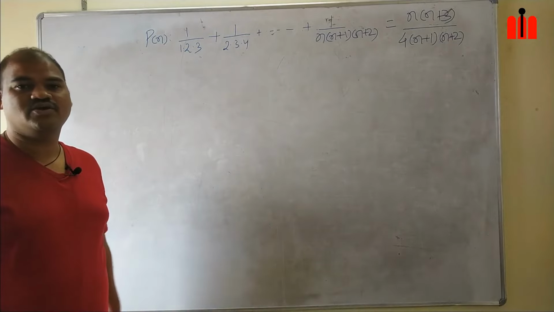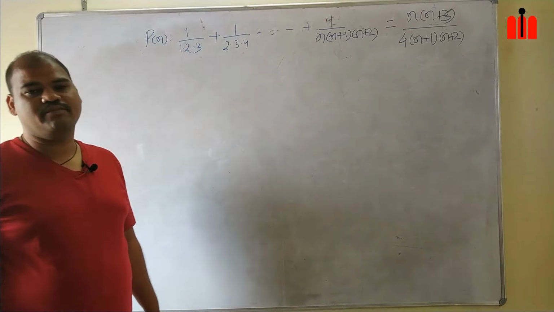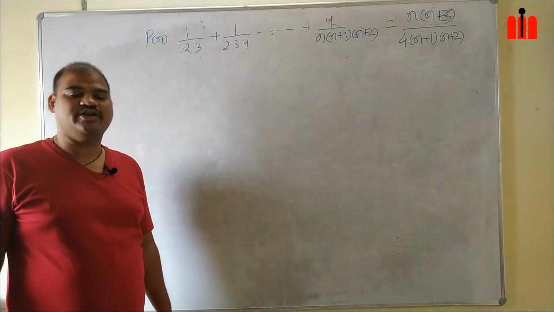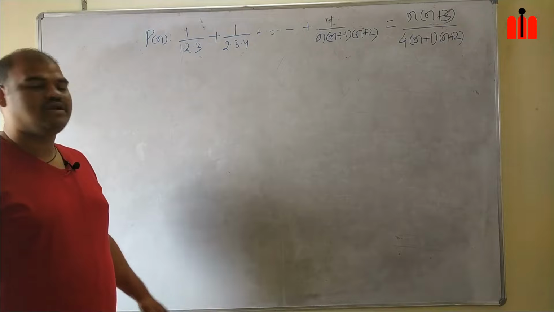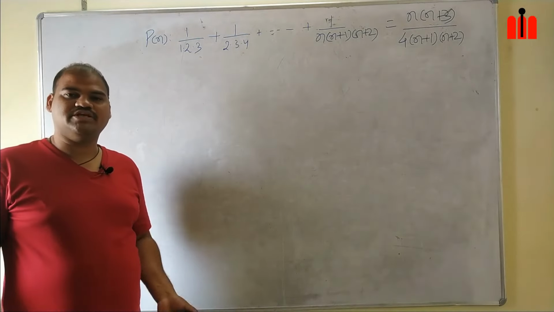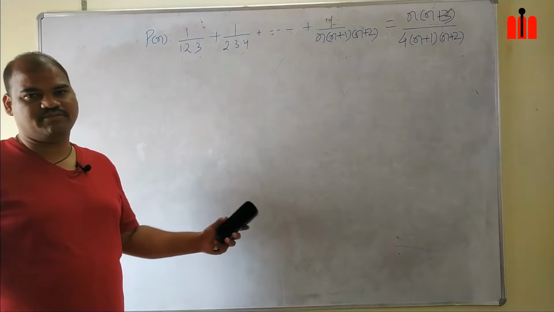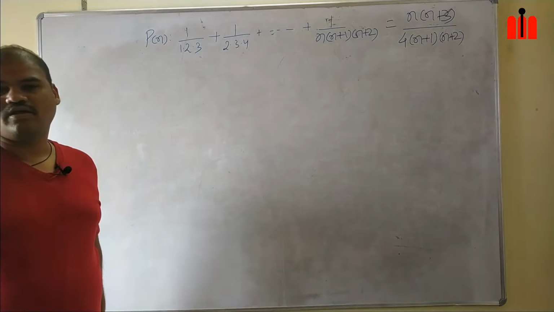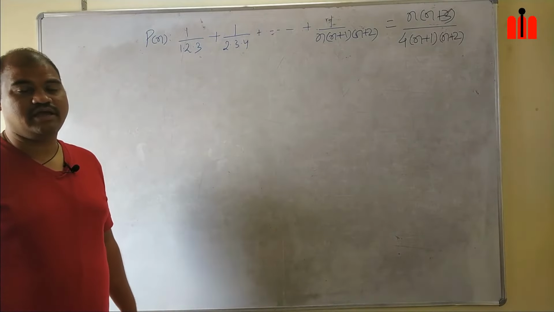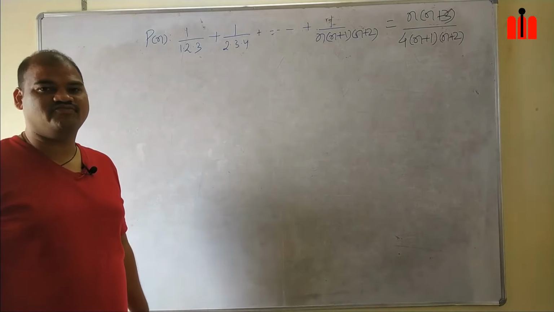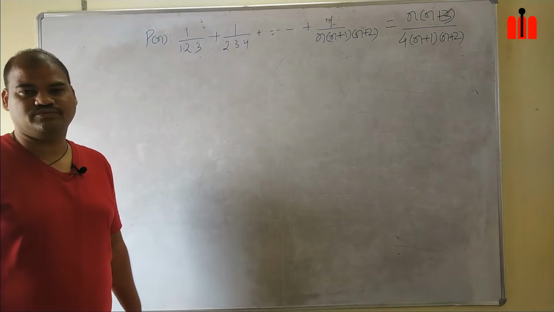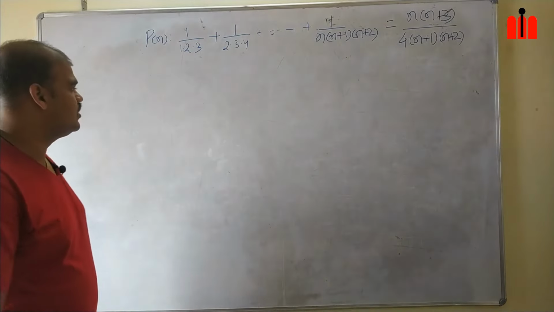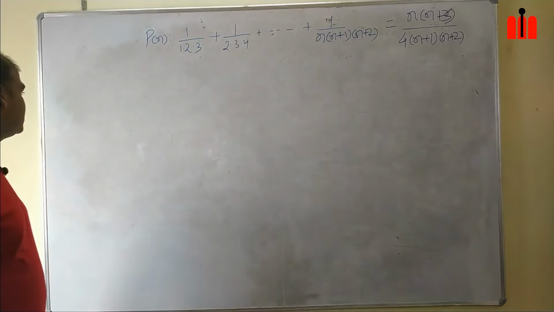So my LHS is 1/(1·2·3) + 1/(2·3·4) + 1/(3·4·5), like that, up to 1/(n(n+1)(n+2)). This entire sum of the n terms is equal to my RHS, which is n(n+3) divided by 4(n+1)(n+2). Okay, this is my RHS. Right, now let's start solving this problem.